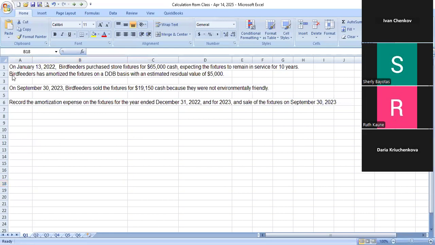Okay, so on January 13, 2022, this company purchased store fixtures for $65,000 cash, expecting the fixtures to remain in service for 10 years. The company has amortized the fixtures on the double declining balance basis with an estimated residual value of $5,000. On September 30, 2023, the company sold the fixtures for $19,150 cash because they were not environmentally friendly. We have to record the amortization expense on the fixtures for the year ends December 31st, 2022 and 2023 up to the date that we sell it, and we have to record the sale of the fixture on September 30th, 2023. That's what we have to do.